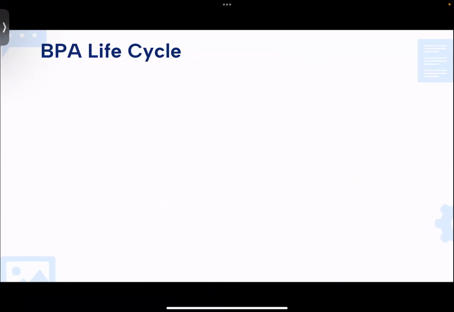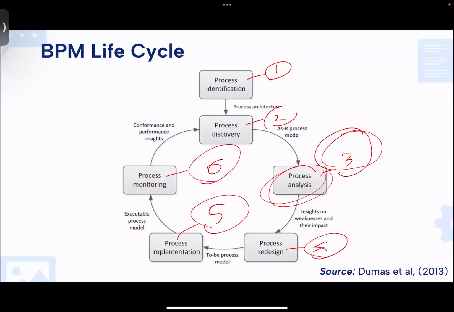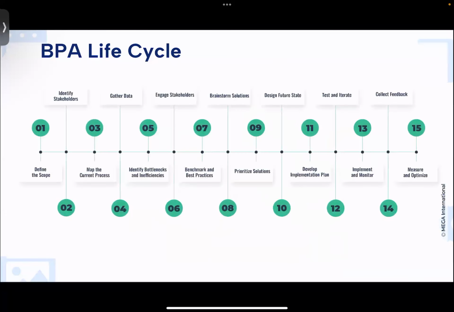So if we consider BPA, which means the process analysis part, it also has a life cycle. So it has these particular steps. I took this one from the internet, not from the recommended reading books. So these are some of the steps that you have to go through in business process analysis.